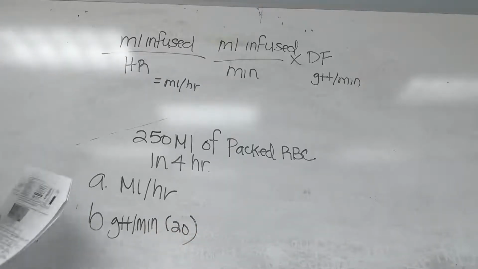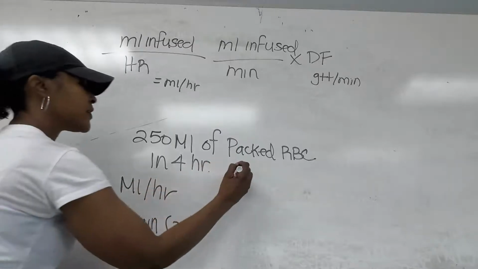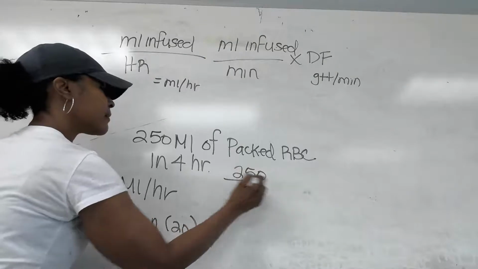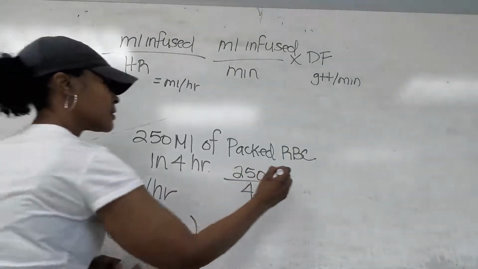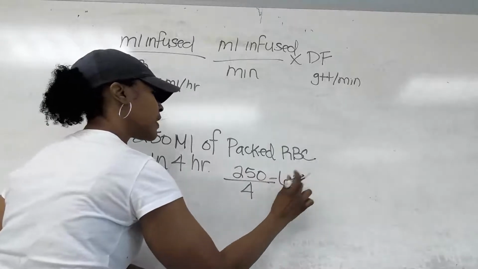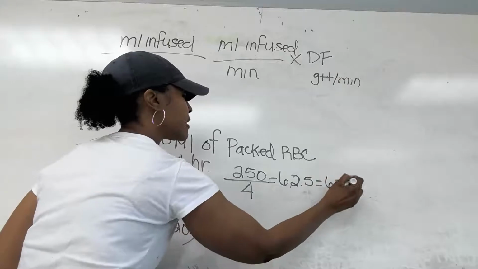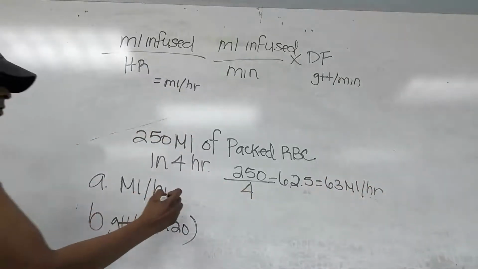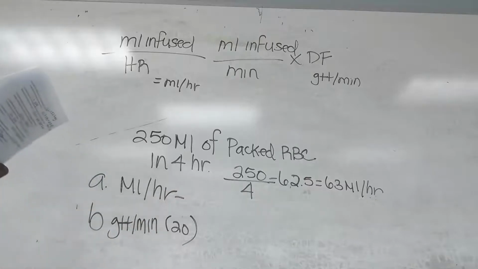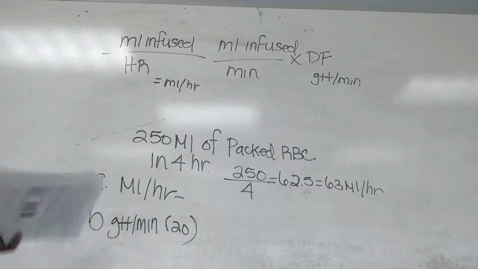Okay, so we're going to solve for milliliters per hour, which is simple. It's 250 divided by 4. And we come out with 62.5. And we round it to 63 milliliters per hour is the answer. Okay, 63 for A.